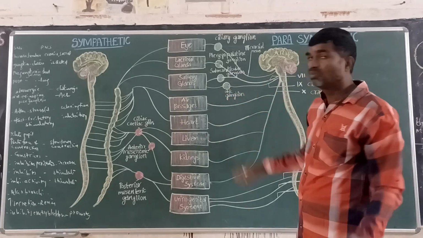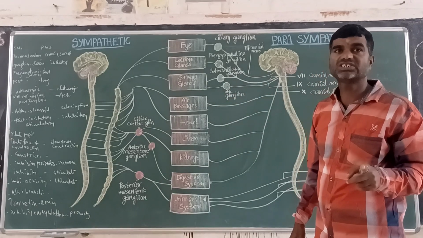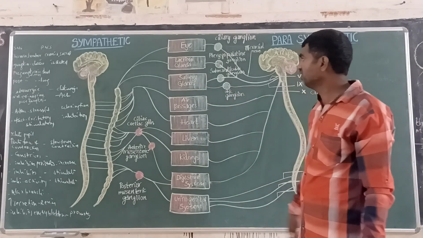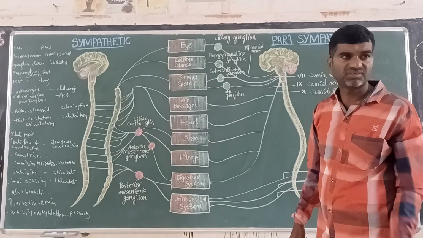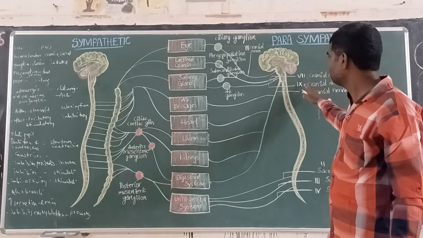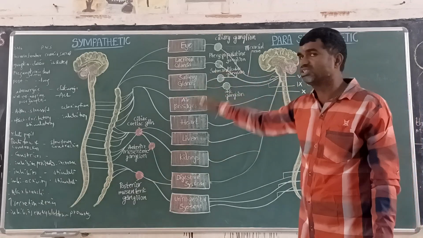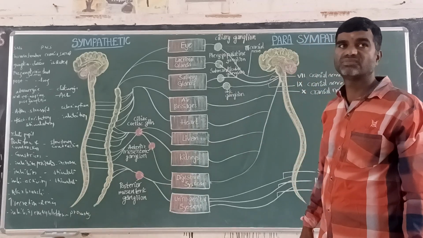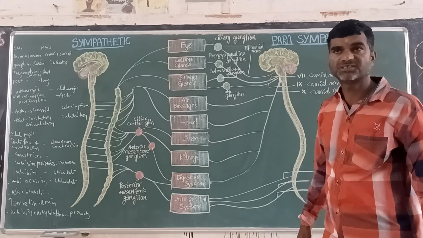And the remaining are the otic ganglia. Which ganglia? The otic ganglia. Now, where is it innervated? To the salivary glands, for the secretion of saliva. So likewise the 7th, 9th and 10th nerves extend from where? They extend from the parasympathetic neuron, from the cranial part.